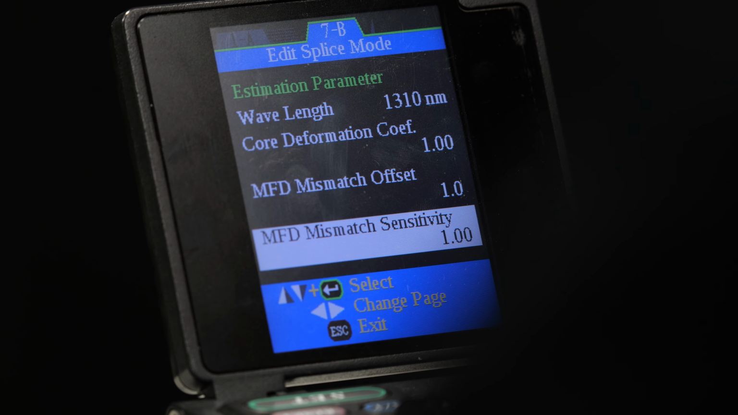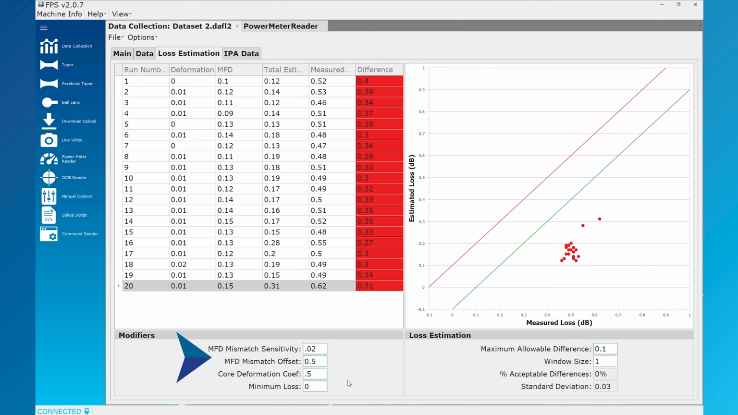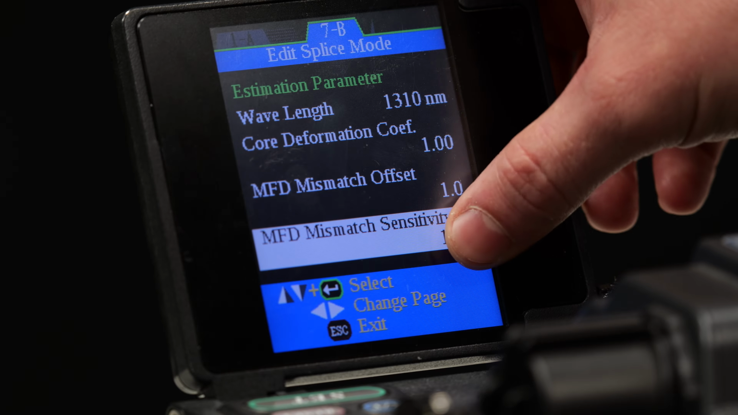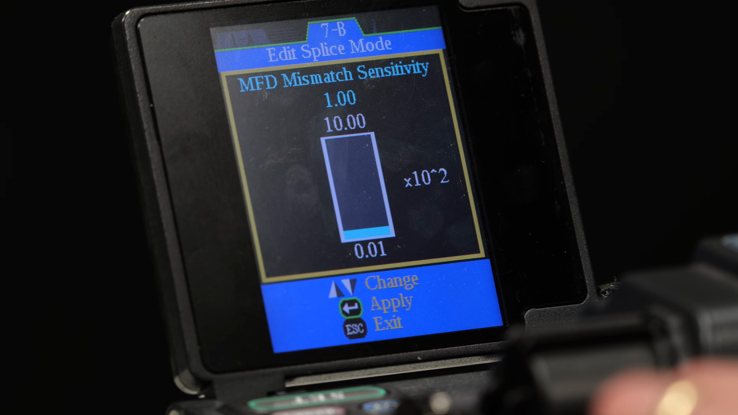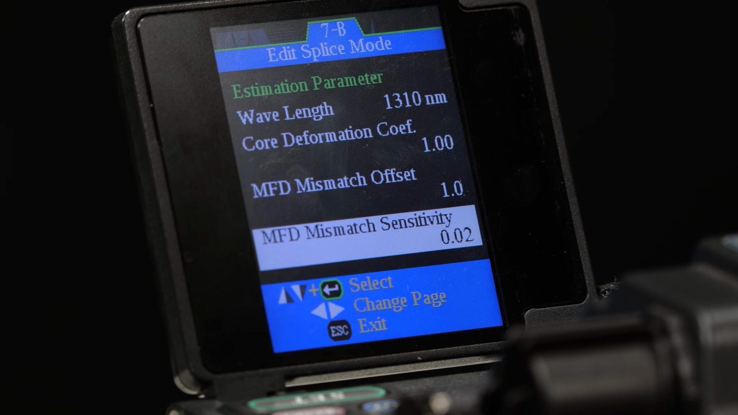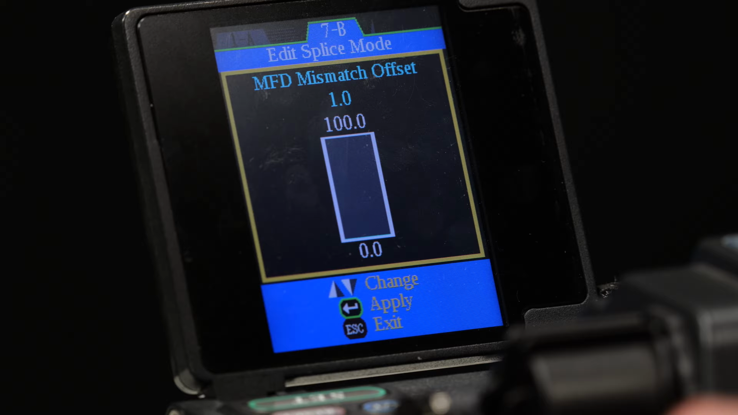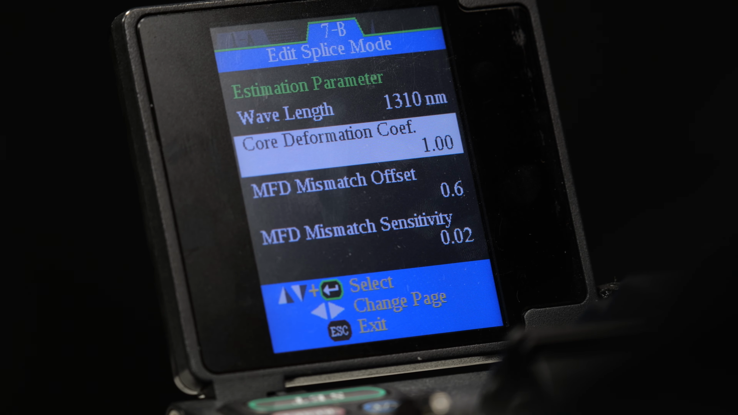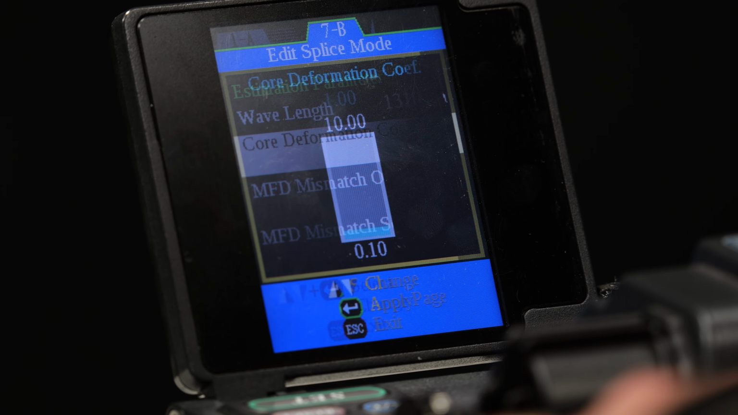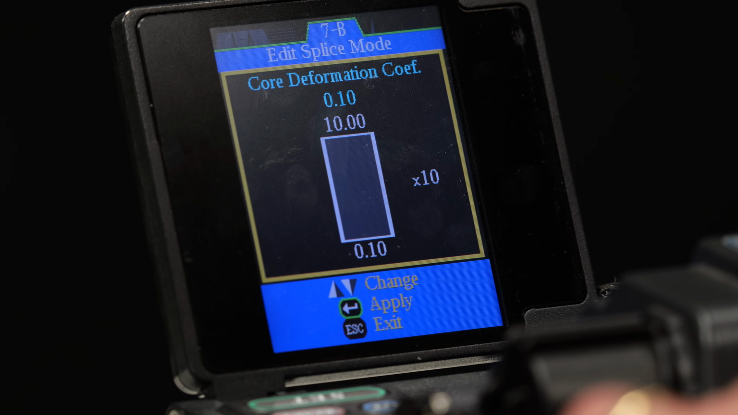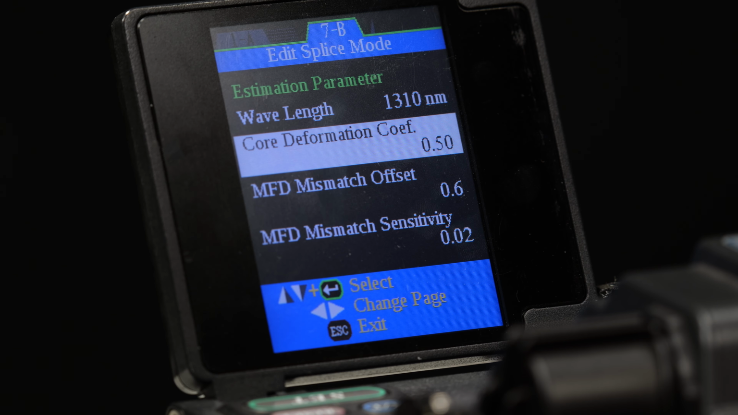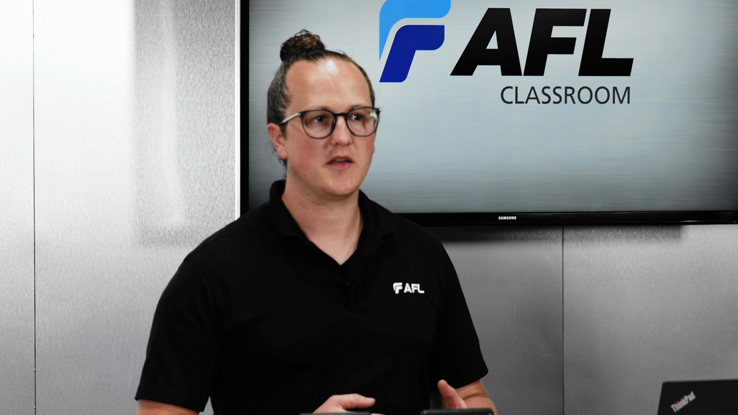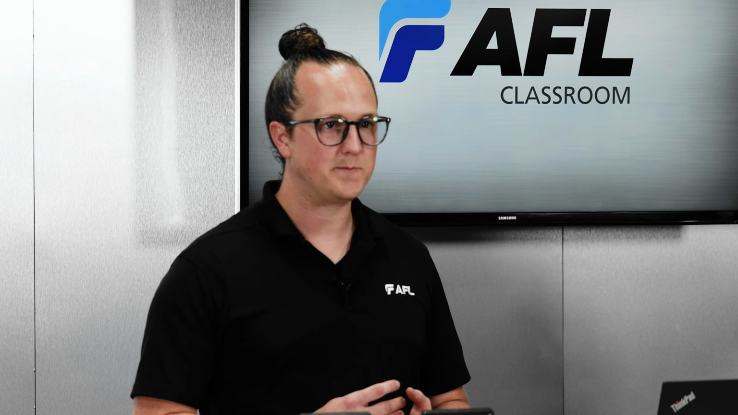The MFD mismatch sensitivity and MFD mismatch offset modifiers will adjust different aspects of measuring mode field mismatch. These can have different effects based on the way the images present, but they both modify the way the splicer calculates the portion of splice loss due to mode field mismatch. The core deformation modifier pays close attention to the exact splice point, looking for image artifacts that indicate different sources of splice loss. Depending on the fiber, adjustments to this parameter can have quite varied effects on the final layout of the data, but don't be afraid to plug in different values and observe how the data changes in response.